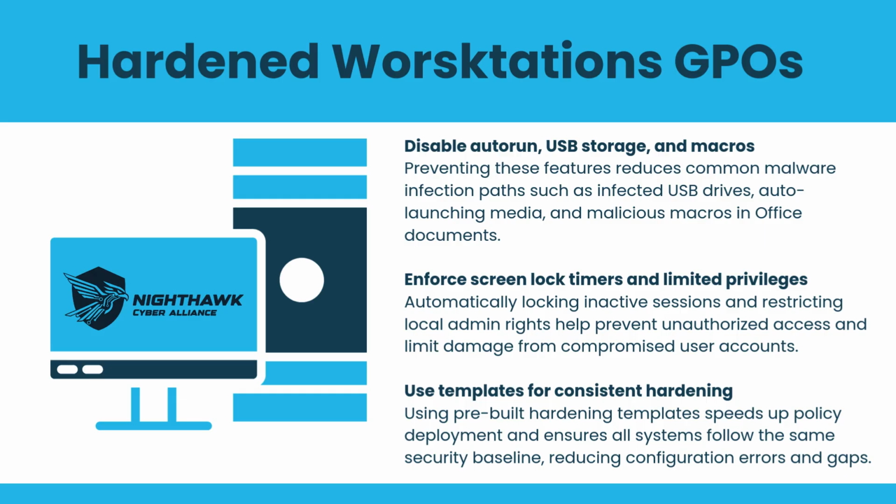Hardening workstations through group policy means applying strict, consistent settings that reduce risk at the user endpoint level. Disabling features like auto-run, USB storage, and Office macros helps close common infection paths. Enforcing screen lock timers, removing local admin rights, and applying limited privileges all reduce opportunities for lateral movement if a system is compromised. Using standardized templates ensures that all systems follow the same hardening policies, minimizing the chance of error. With GPO-based hardening, your workstation fleet becomes far more resilient to attacks, especially from phishing, infected media, or insider threats.